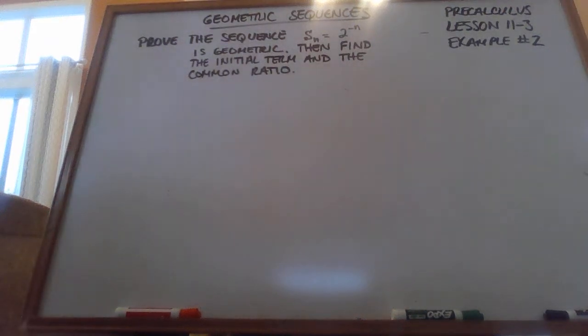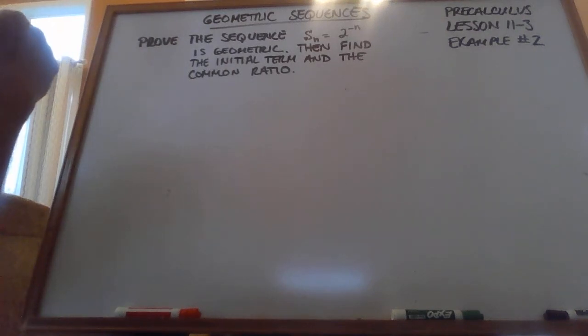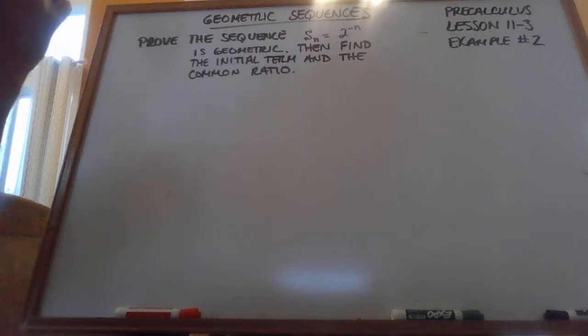Okay, now you have to prove that a sequence is geometric. So we're going to prove that the sequence 2 to the negative n is a geometric sequence. Then we will find the initial term and the common ratio.